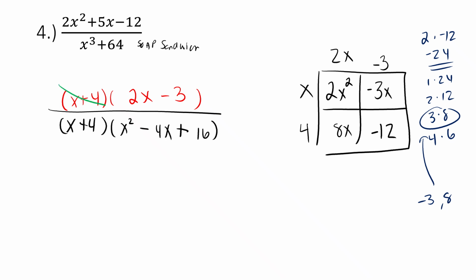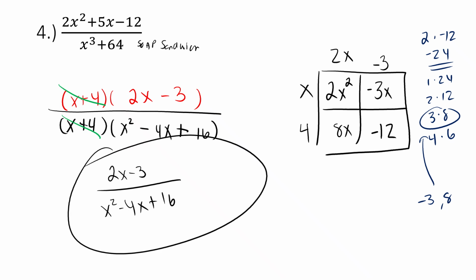All right, common factor is the x plus 4, and that leaves us with 2x minus 3 over x squared minus 4x plus 6. All I can think is, did I just panic because I'm recording and have a brain freeze, or did I write something wrong? But there's the answer to this problem. There's your simplified version. Ta-da.